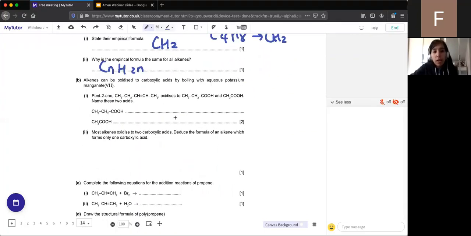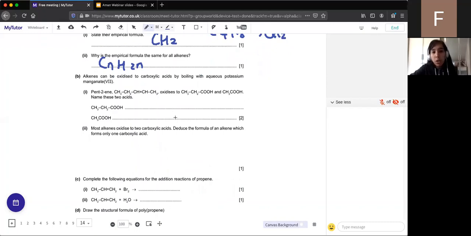Okay, so alkenes can be oxidized to carboxylic acids by boiling with aqueous potassium manganate. Pentene oxidizes to one acid and a second acid. Which acids are those? So can we name them? What's the first acid and what's the second acid? Someone's tried to give me an answer for the first acid already. Well done. What's the first acid? That wasn't correct though, the first acid. The person that's given me an answer. So any ideas? First acid and second acid. Look at the number of carbon atoms.